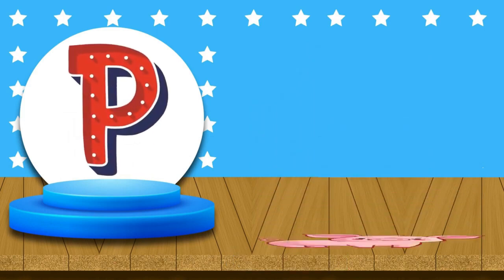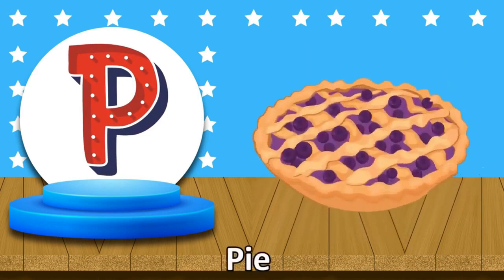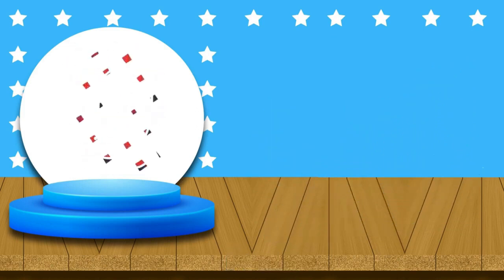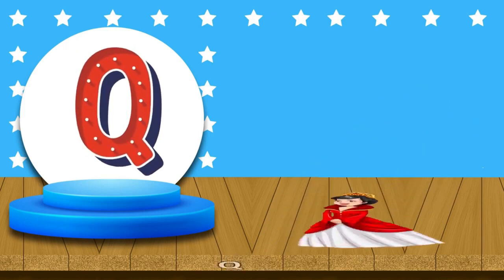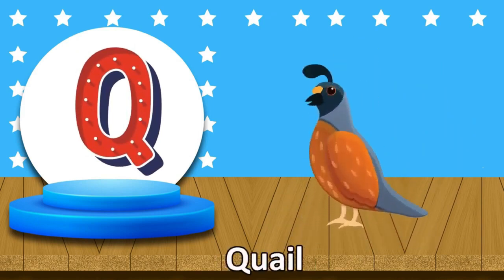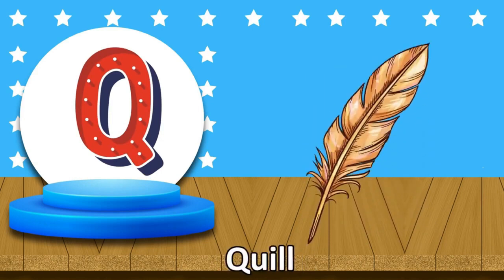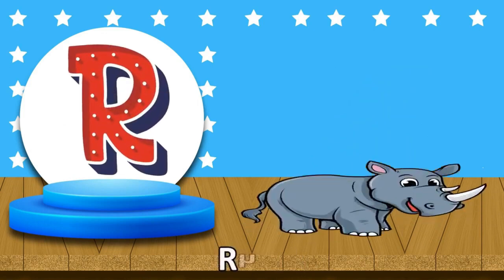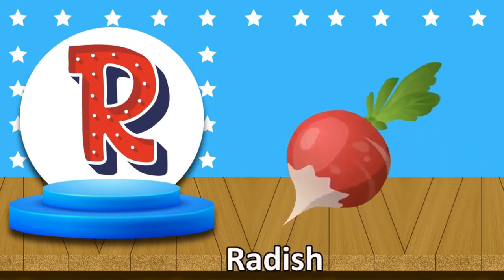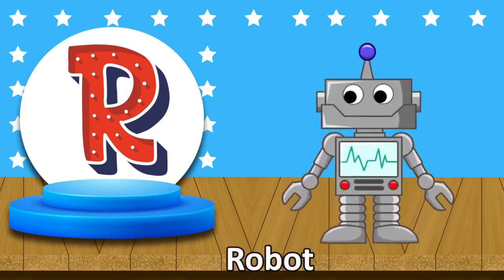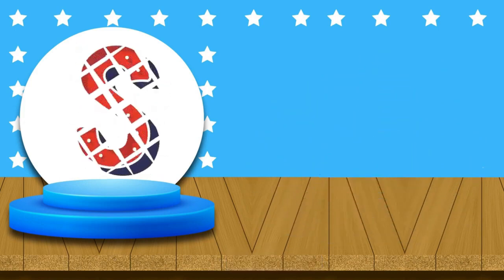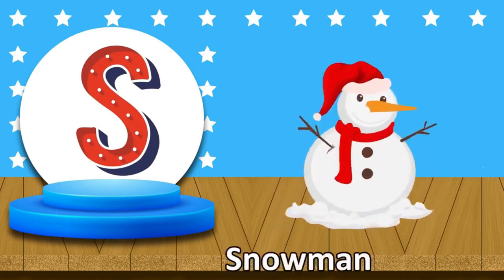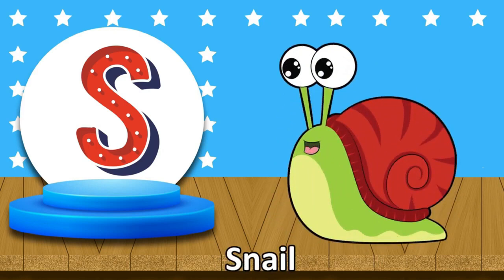P is for pig, pie, pencil. Q is for queen, quail. R is for rhino, reddish, robot. S is for strawberry, snowman, snail.